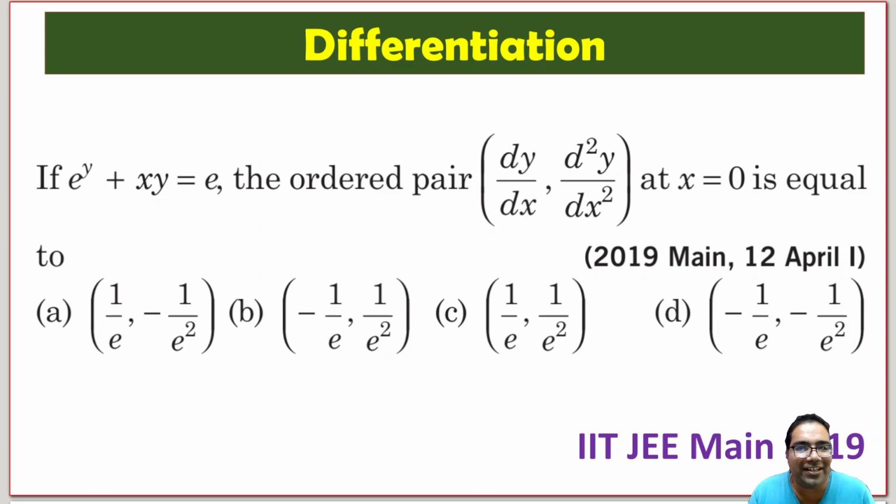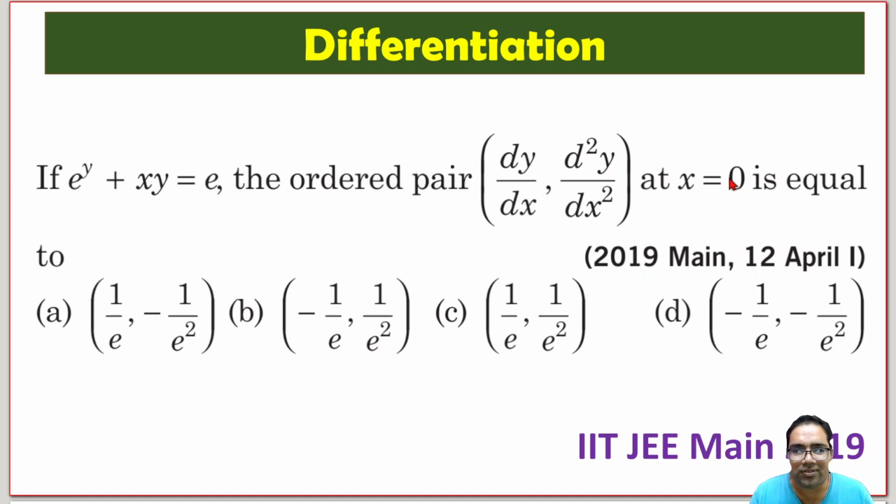We are given this function e^y + xy = e. We have to find dy/dx and d²y/dx² at x = 0. First, let us try to differentiate this once. Then we'll get dy/dx in terms of e, x, and y.